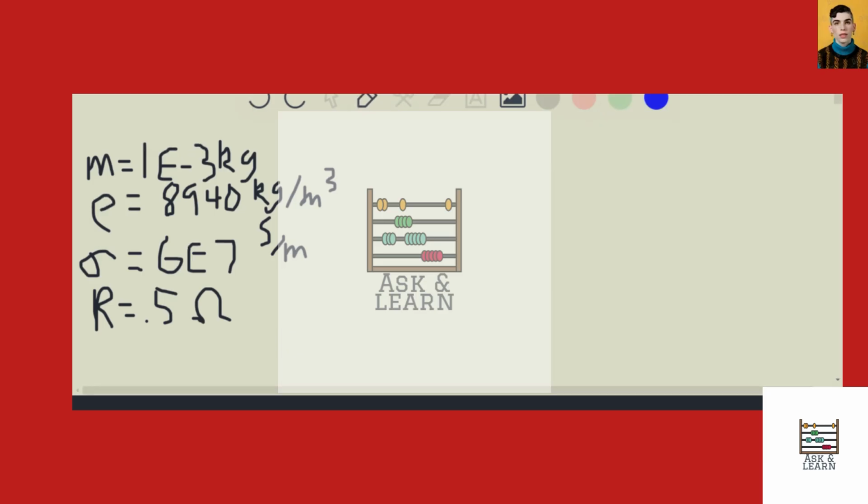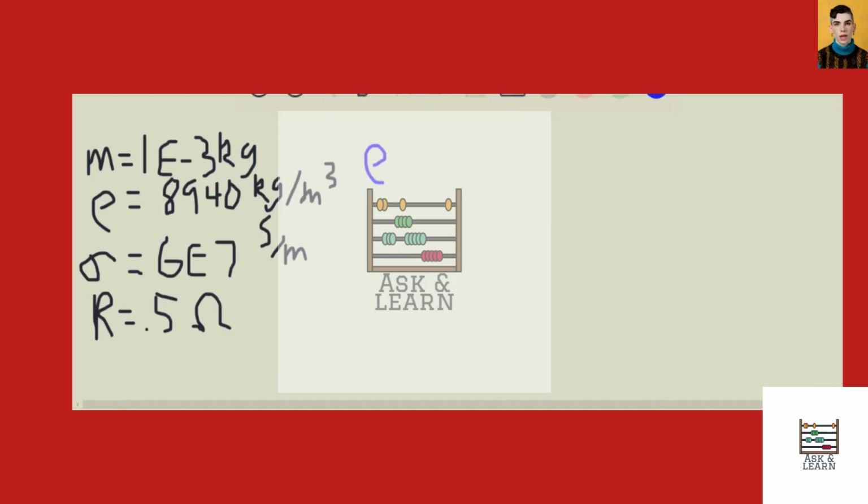So for this problem, we're given the mass of copper. I have written on the left the density and the conductivity of copper, because we'll need both of those in our calculations. And we have the resistance that we want the wire to be. So the first thing we need to do is find out the volume that corresponds to 1 gram of copper.